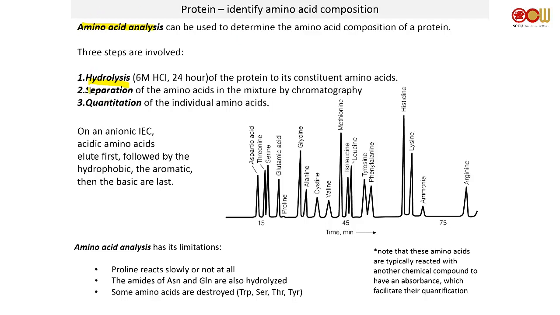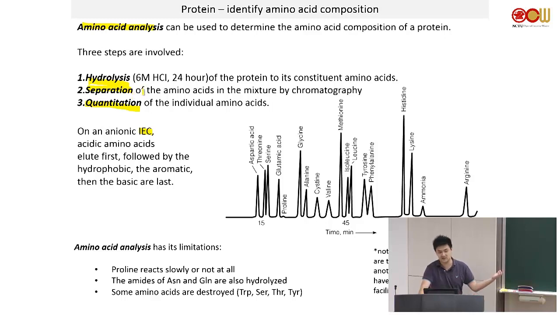And then you separate the amino acids in the mixture by some kind of chromatography. In most cases, we're going to use ion exchange chromatography. That's what this IEC stands for. After you separate them using chromatography, you can do some quantitation. You can quantify the amount of a particular amino acid that's in your sample. So let's say you have a protein of 300 amino acid residues. You hydrolyze them, run them on a chromatography, and then you can see the relative abundance of each amino acid.